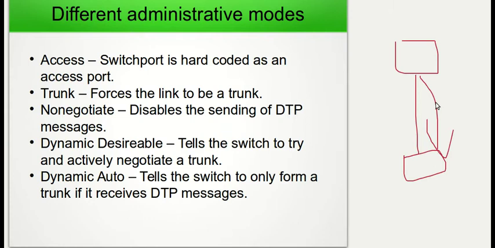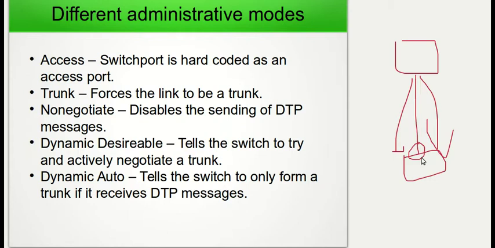Now dynamic auto is different. Dynamic auto is a more passive version. With dynamic auto, the switch will only form a trunk if it receives a DTP message. So in this case, if this guy was set as dynamic auto, it will use DTP to form a trunk, but only if it receives DTP messages first. So with dynamic desirable, the switch is actively sending DTP messages trying to form a trunk. With dynamic auto, the switch will still be sending DTP messages, but it will only form a trunk if it receives DTP messages back.